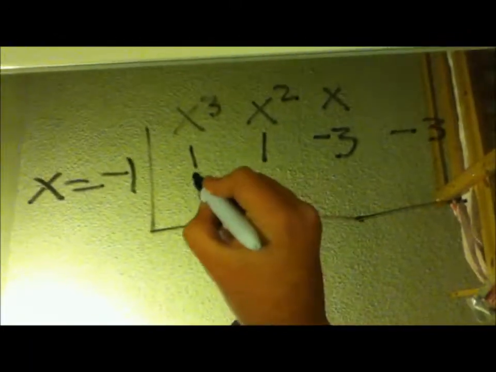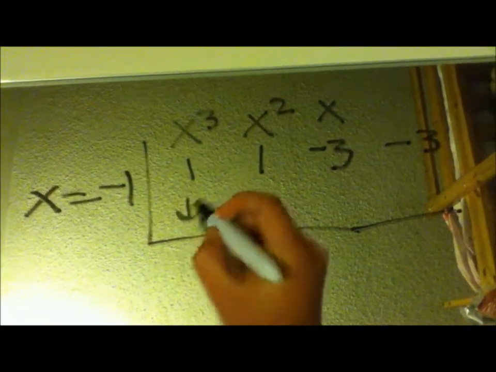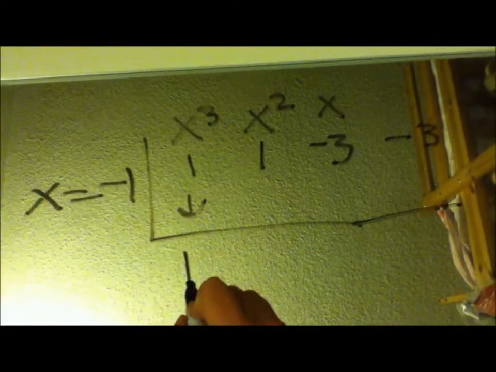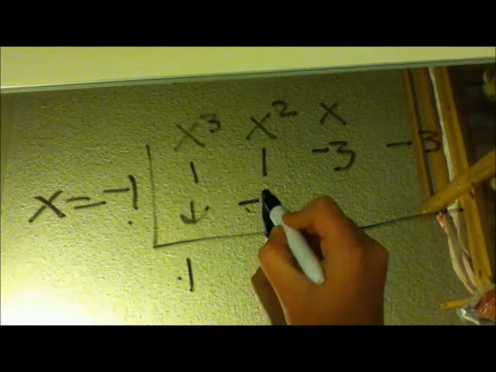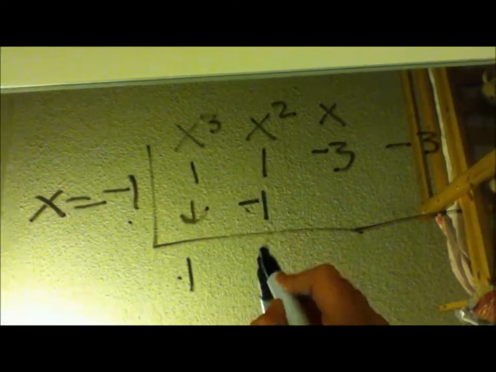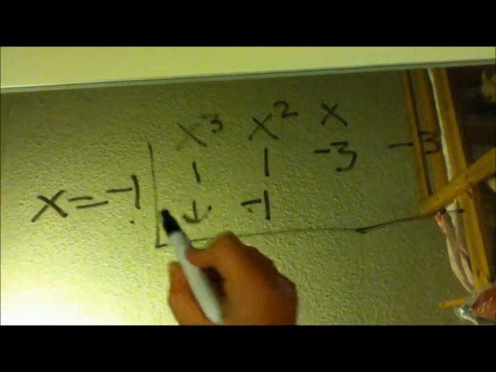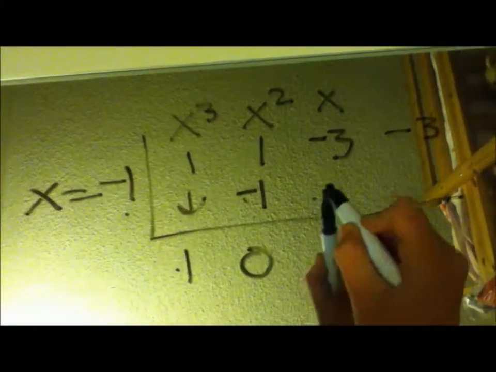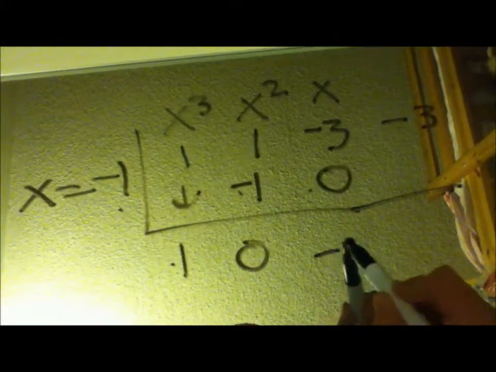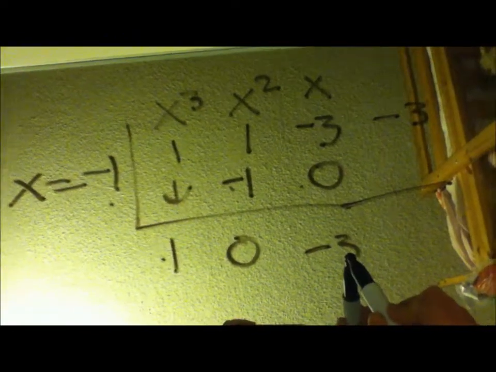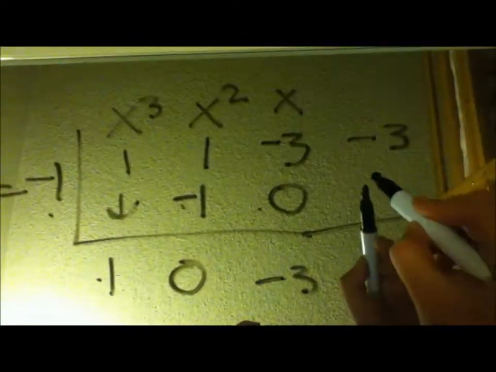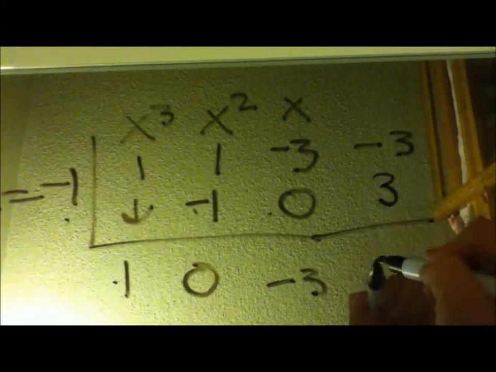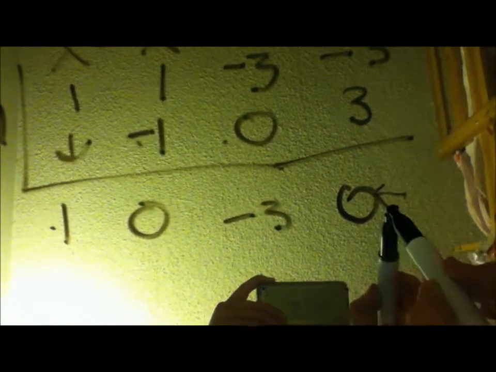So you bring this down, so you get 1, and -1 times 1 is -1. You add these together to get 0. -1 times 0 is 0. This is -3. So then you take -3 times -1, and that's +3, and that equals 0. You should always try to get 0 at the end here.